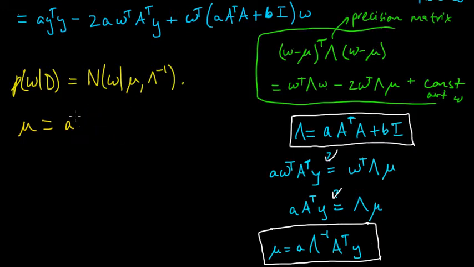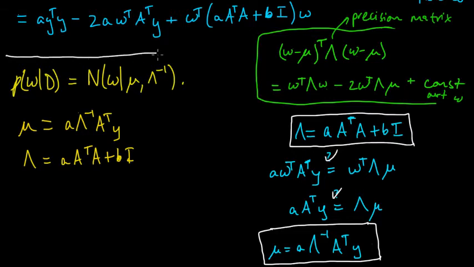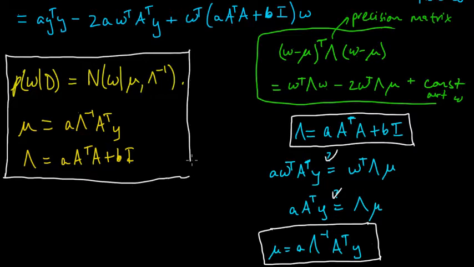Actually, let me plug in what lambda is here. No, we'll leave it that way for now. Mu is lambda inverse A transpose Y, and lambda is A transpose A plus BI. So this is what we think is going to be our posterior distribution, and we just have to check that this lambda that we chose is actually invertible in order for this to make sense.